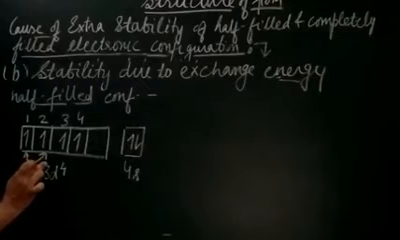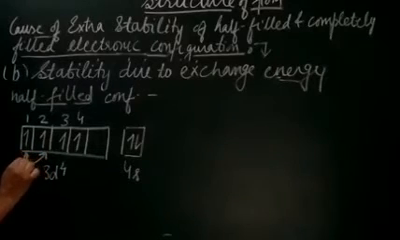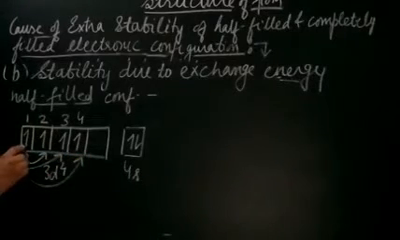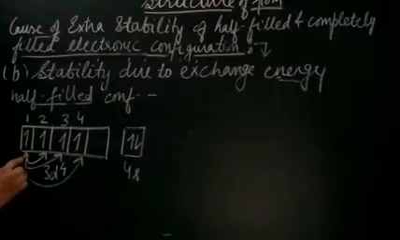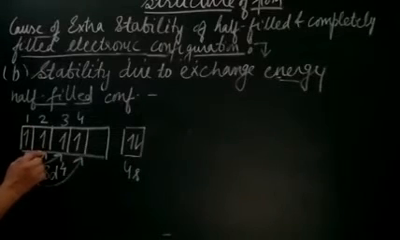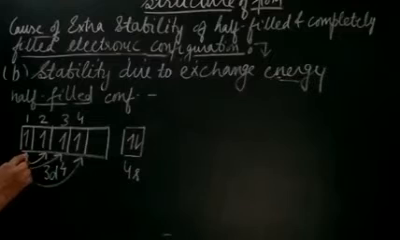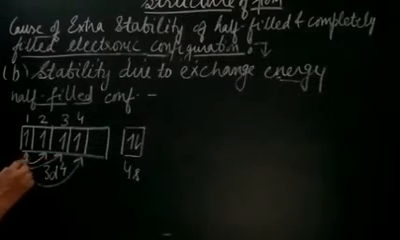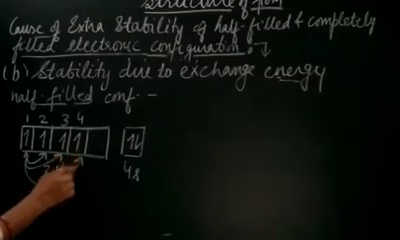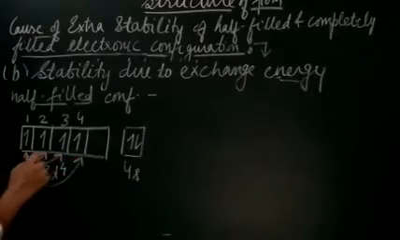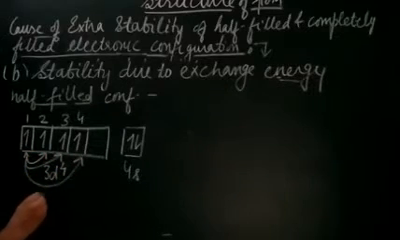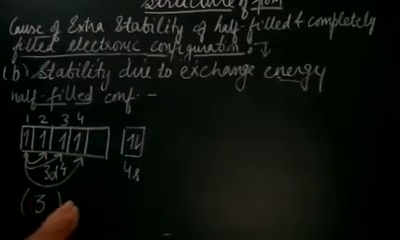1 and 2, then 1 with 3, 1 with 4. That means the first electron can exchange its position with the second one, and the second one can exchange position with the first one. Similarly, 1 with 3, so 3 with 1, and 1 with 4, or 4 with 1. How many exchanges are possible? This is 1, this is 2 and 3.